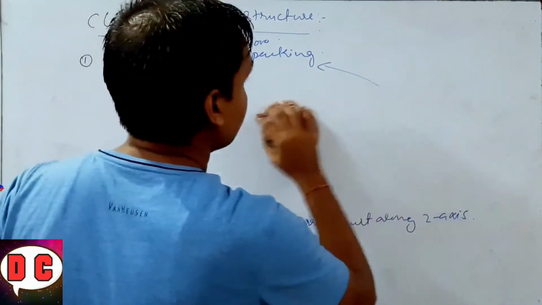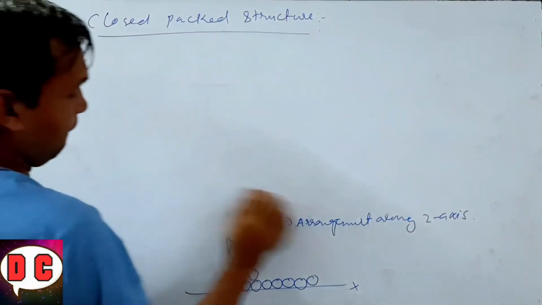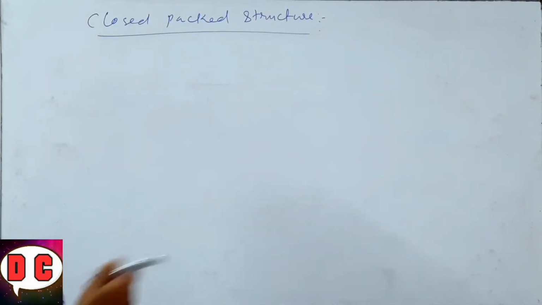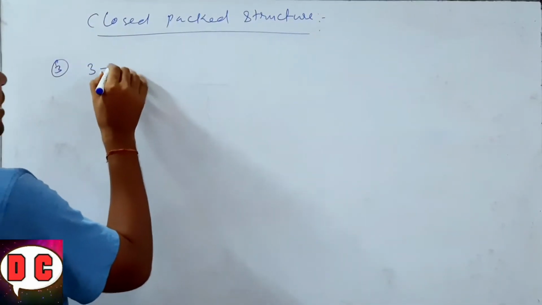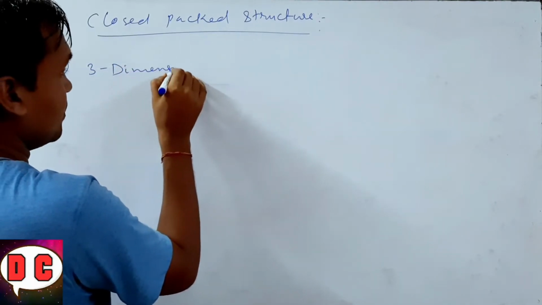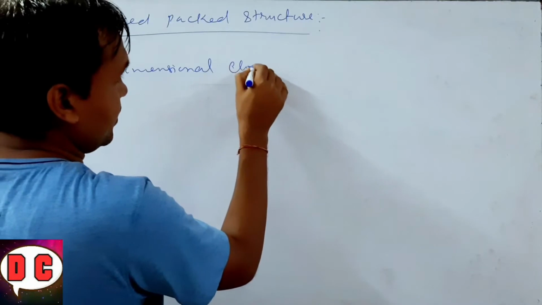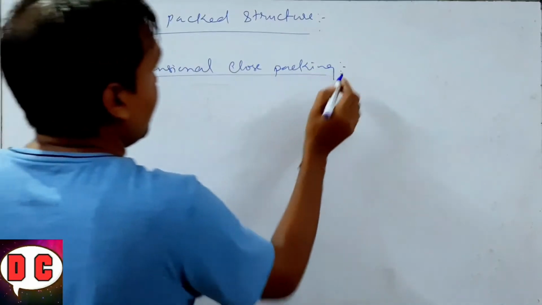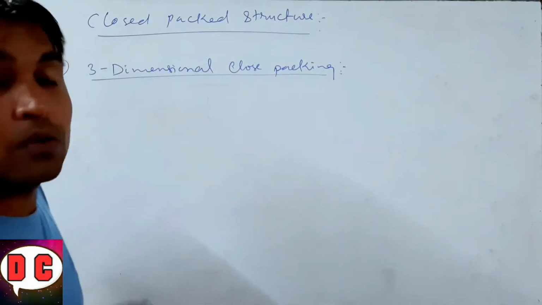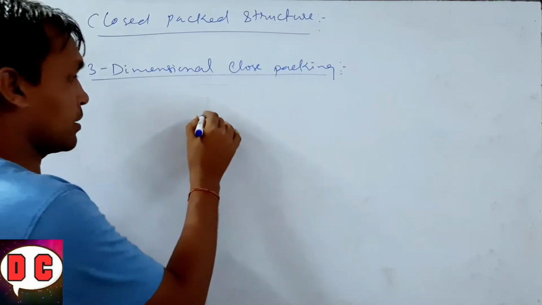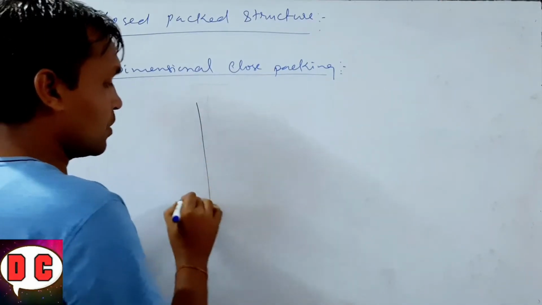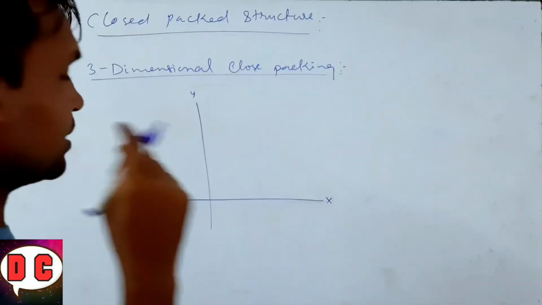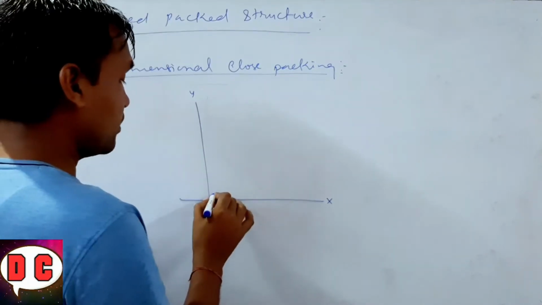Three-dimensional closed packing structure. See, what is a three-dimensional closed packing structure? Let us discuss the third one, 3D or three-dimensional closed packing structure. Very simple, these are basic things, so let's do it quickly, as it is revision. In three-dimensional closed packing structure, you will see that, okay, x and y. This board is two-dimensional, so it is a little difficult for me to tell you. You have to imagine it.